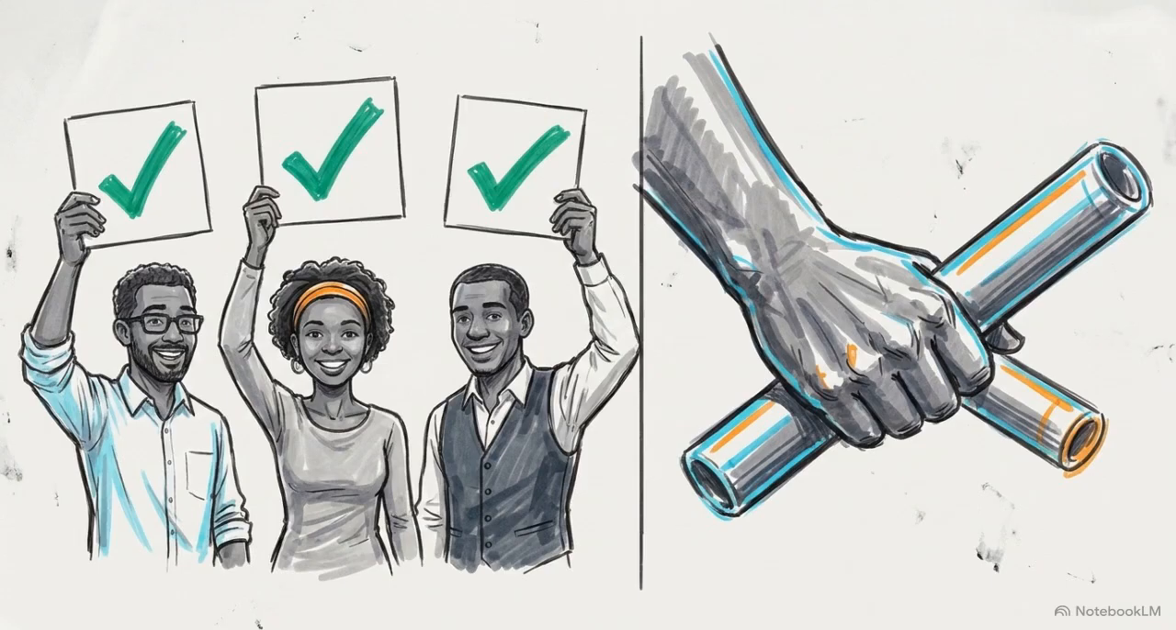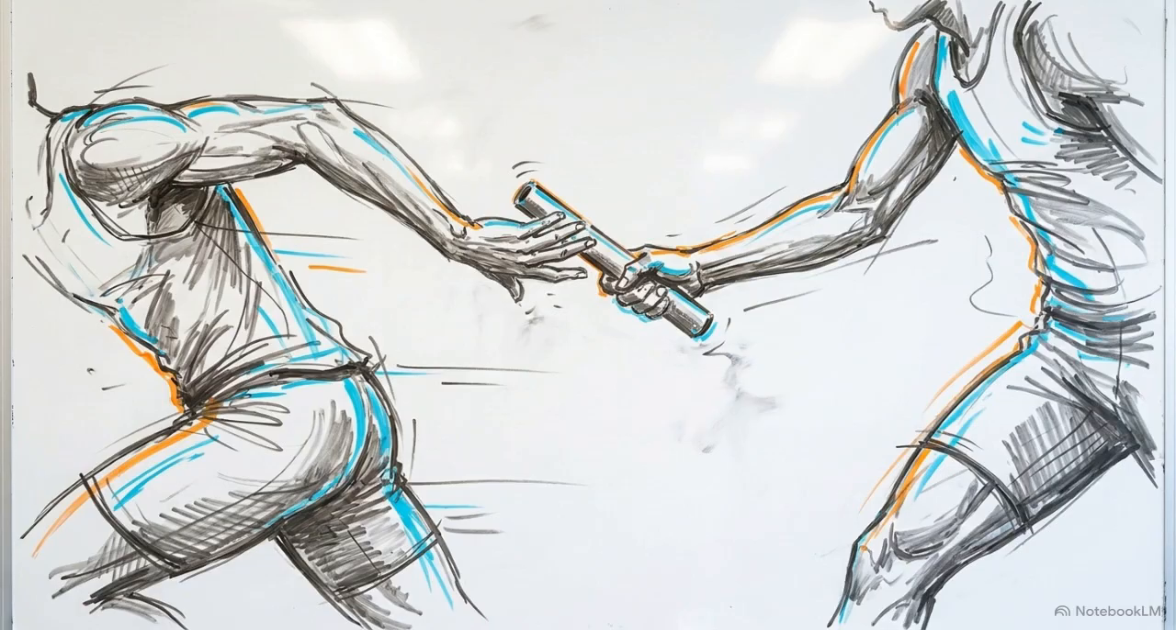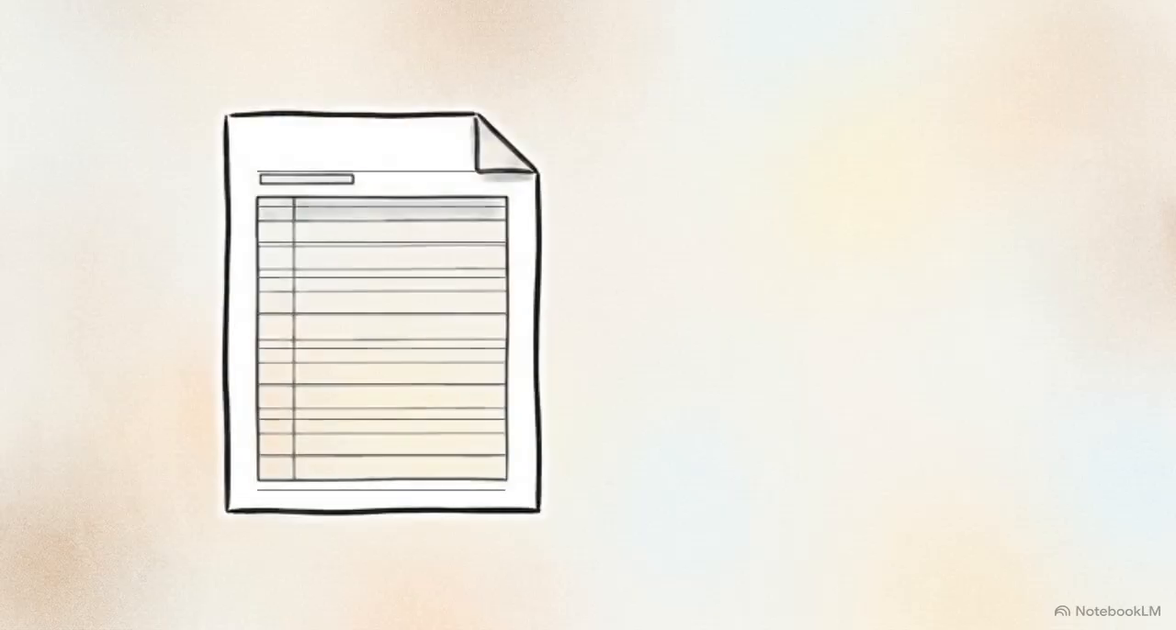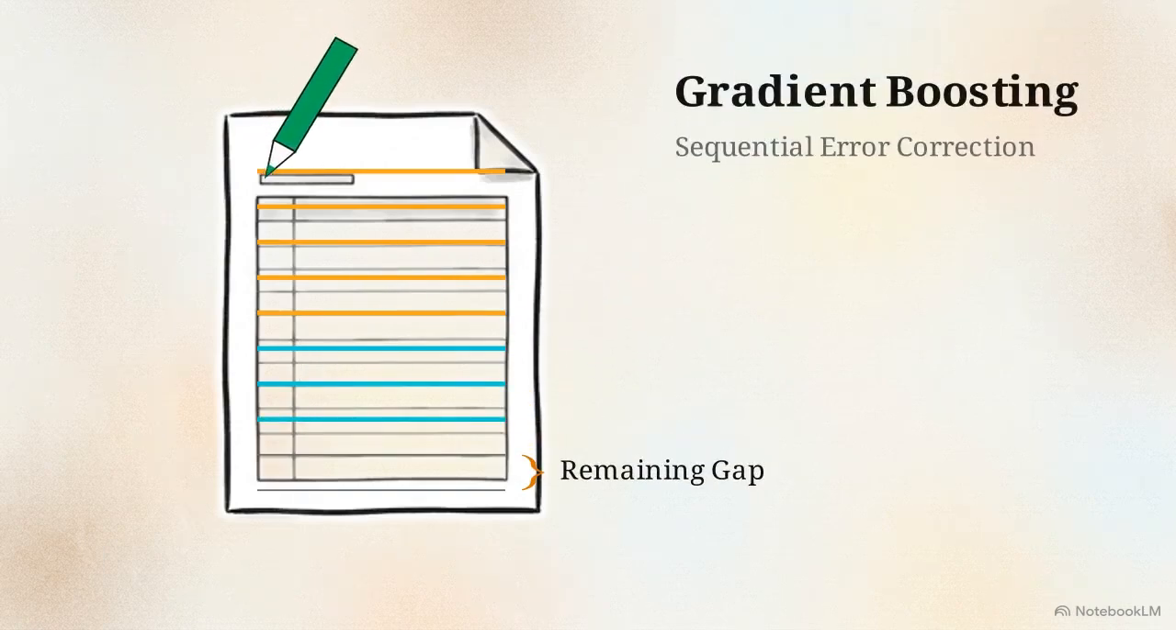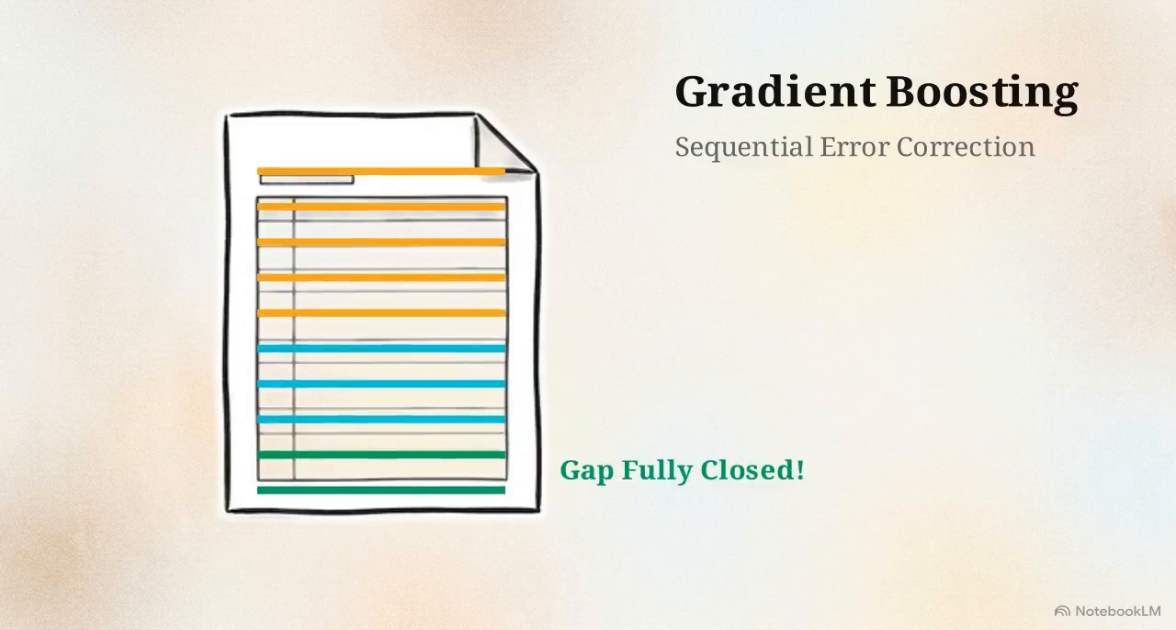The voting committee is great for reliability, but there is a completely different strategy if you want to push for absolute accuracy. Let's replace the committee with an intense study group that operates like a relay race. Player 1 takes a test, leaving a significant gap in the team's knowledge. Player 2 entirely ignores what Player 1 got right, studying only the missed questions. This chain of correcting previous mistakes is called gradient boosting, repeating until the gap is fully closed.